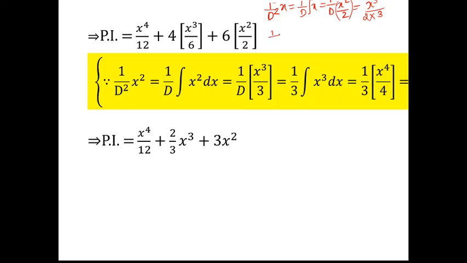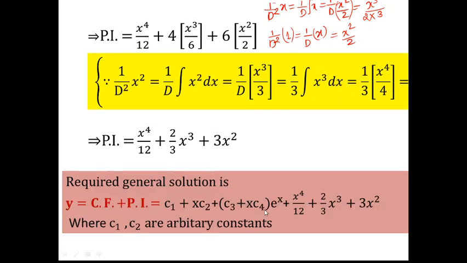Similarly 1 by d square of 1. Integration of 1 is x. Again integrating, integration of x is x square by 2. In this way we will simplify it. So we have the particular integral. This is not involving any function of d, so this is the required particular integral. So we can write the complete solution.